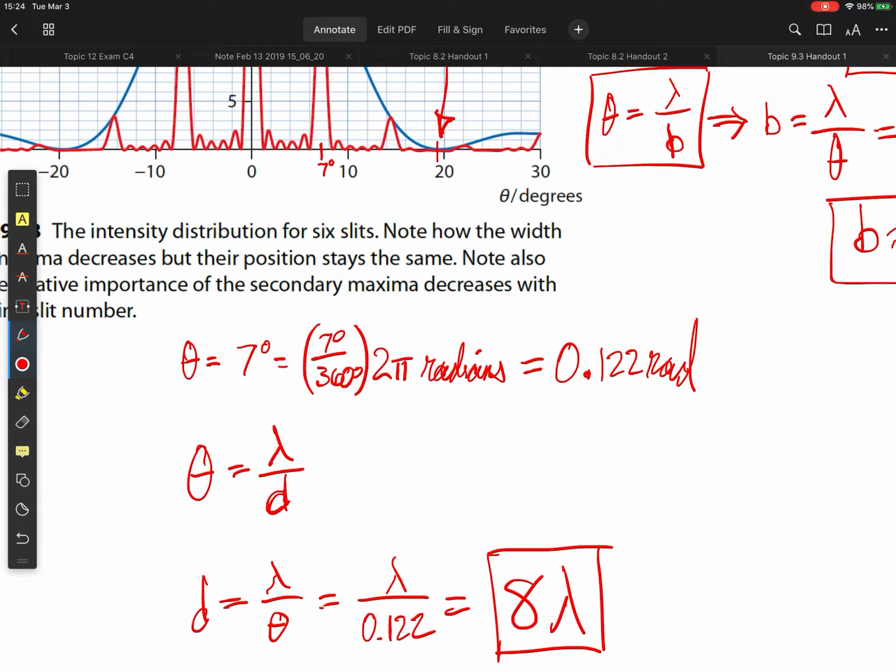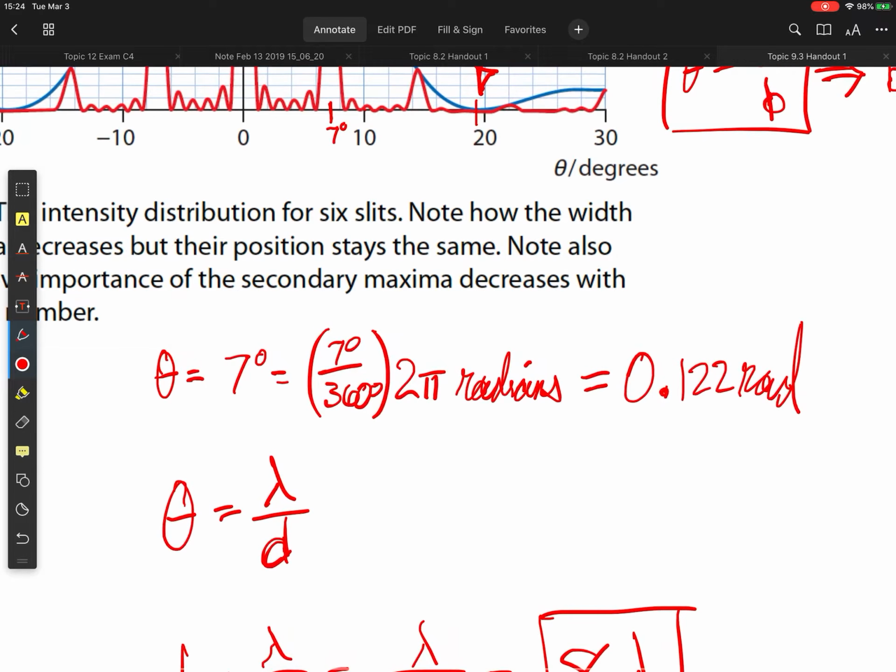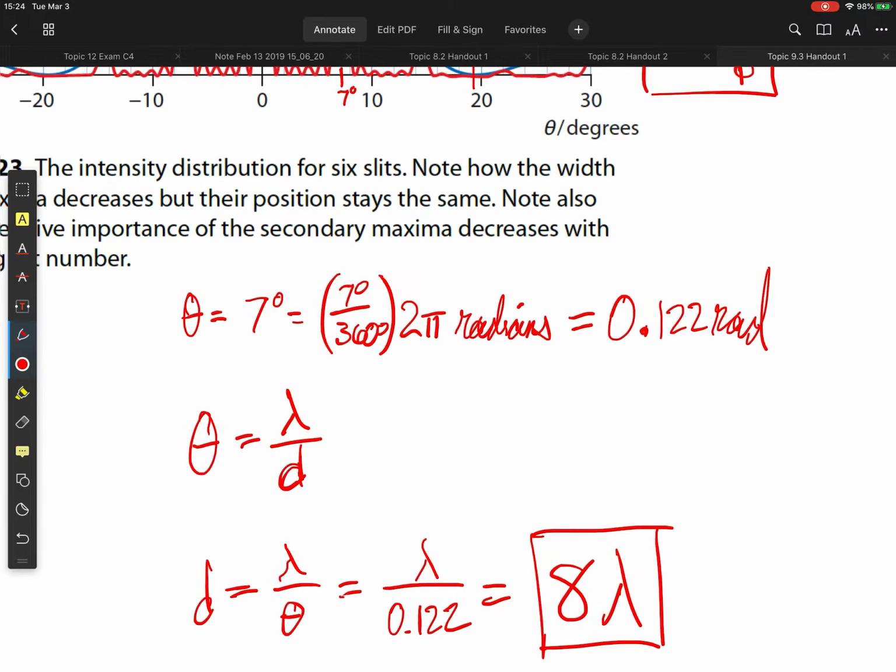Okay, I will then convert 7 degrees to radians, and again using the conversion factor 2 pi radians divided by 360 degrees. And what I get is 0.122 radians. Okay, I will then use my multiple slit diffraction equation, which you can see here.